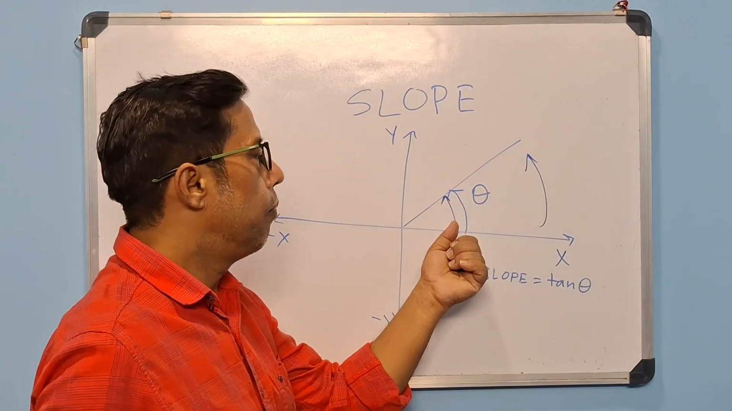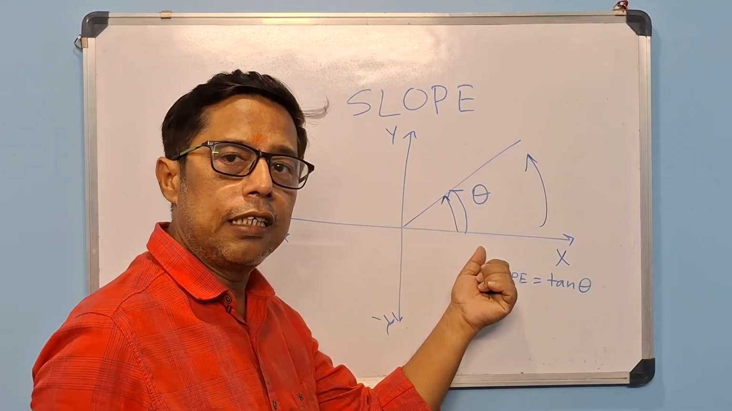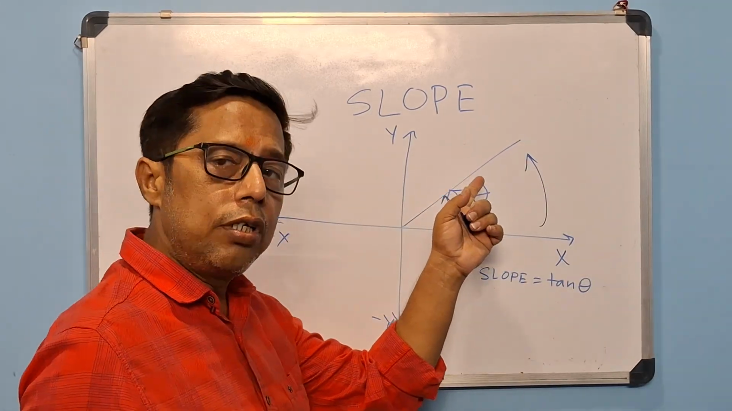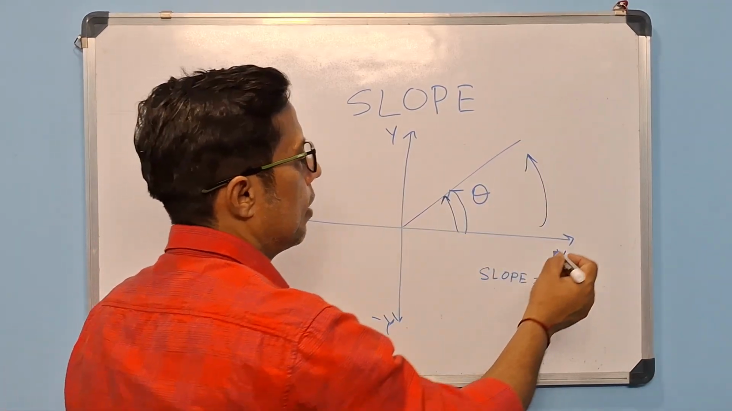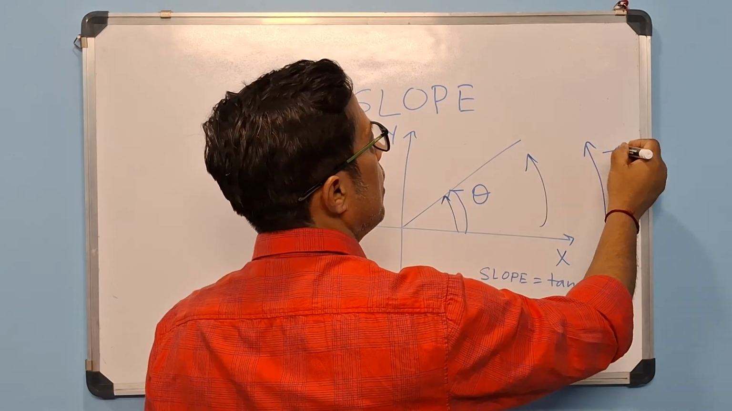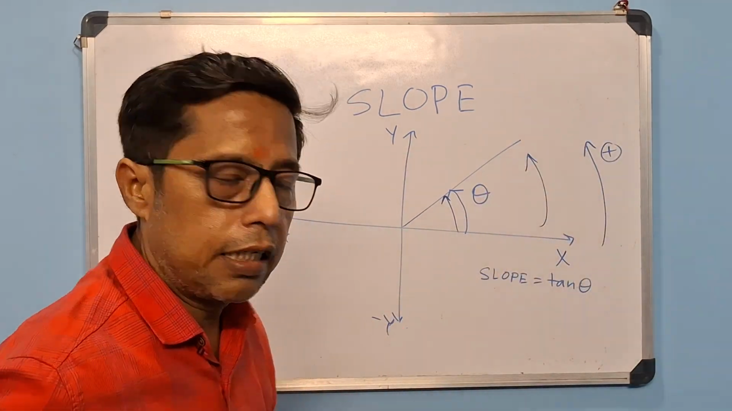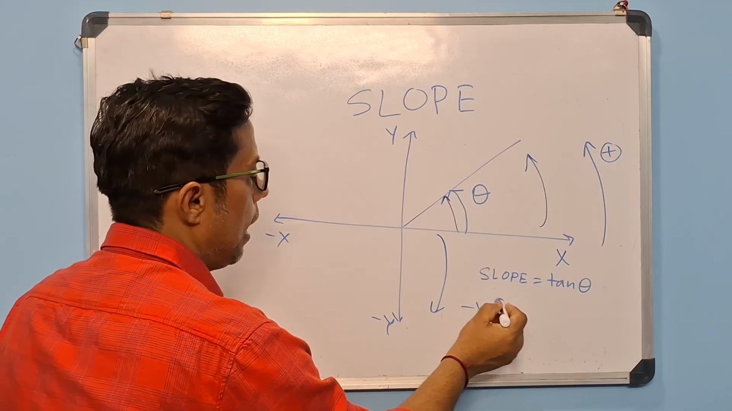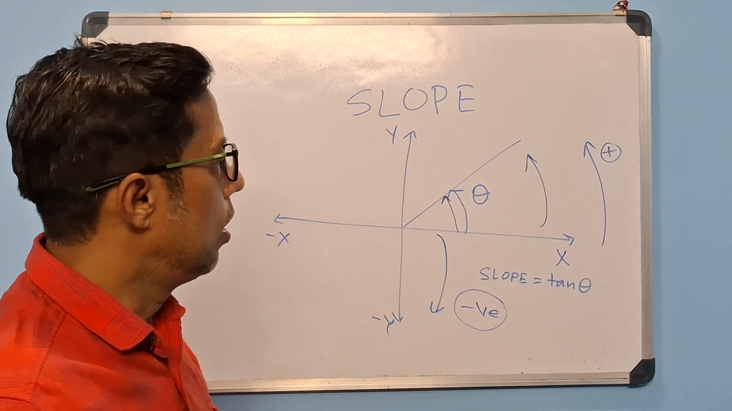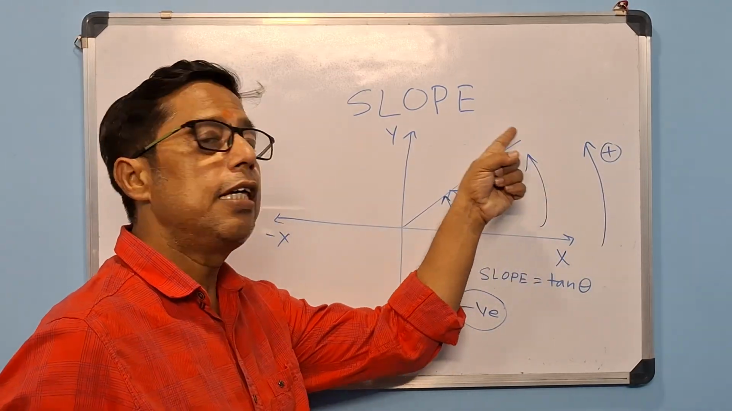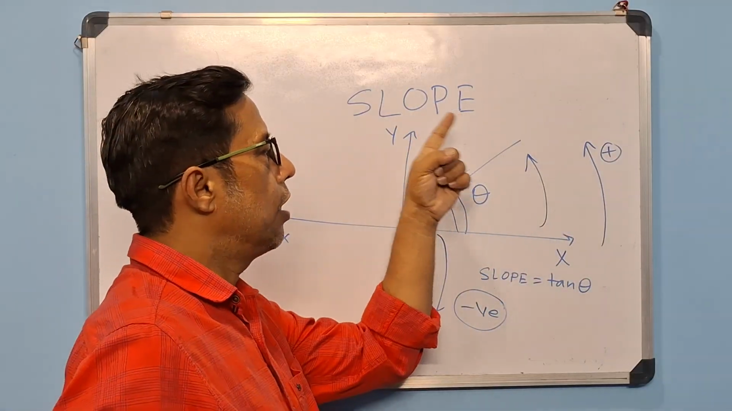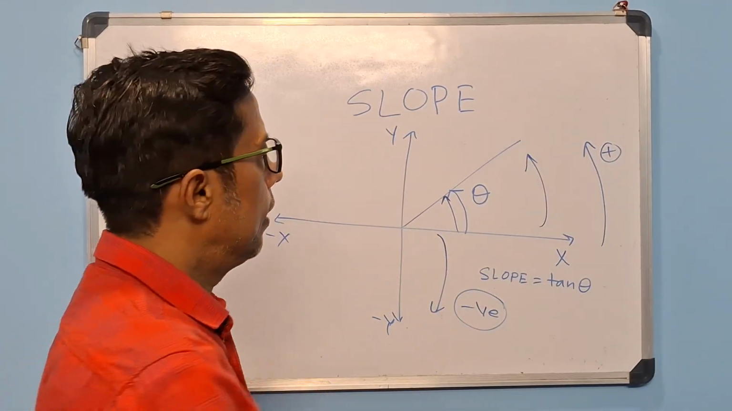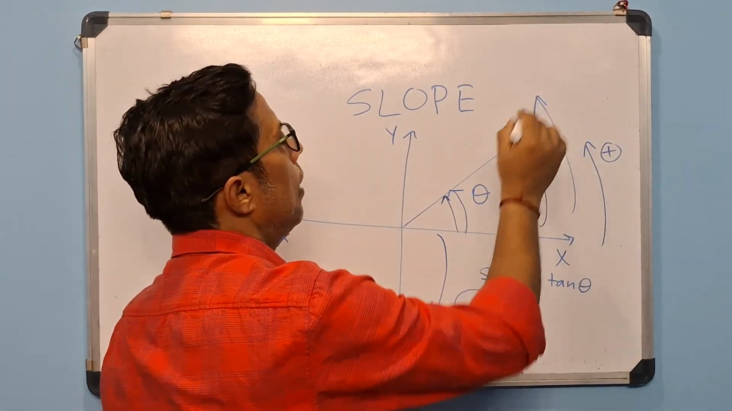Any line making an angle theta with the positive direction of the x-axis. This direction we call positive, and the other direction we call negative. Theta will be positive in this direction, which is called the anti-clockwise direction.